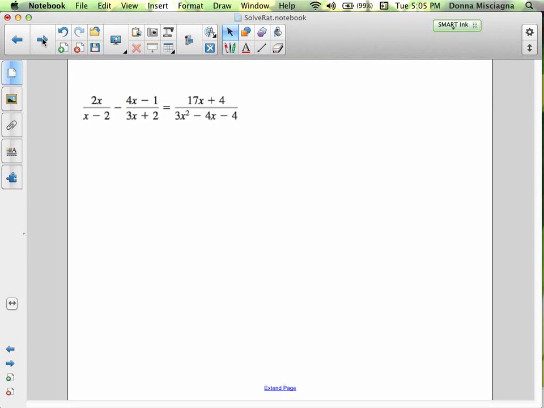All right, so here we have 2x divided by x minus 2, minus 4x minus 1 divided by 3x plus 2, equals 17x plus 4 divided by 3x squared minus 4x minus 4. And now we need to factor anywhere we can factor. So step number 1, and by the way, make sure you're looking to see if this one's in your notes. And even if it's not, it might not be a bad one to write down. Step 1 is factoring.